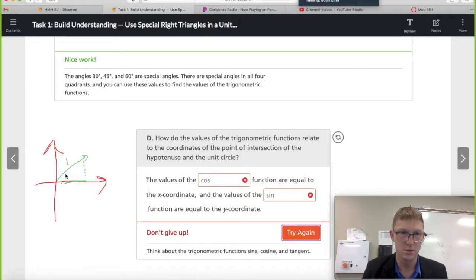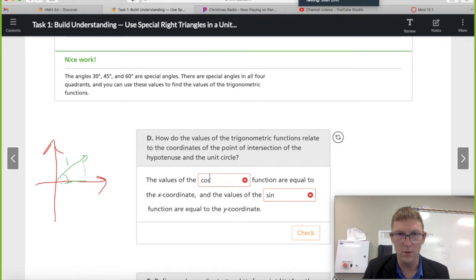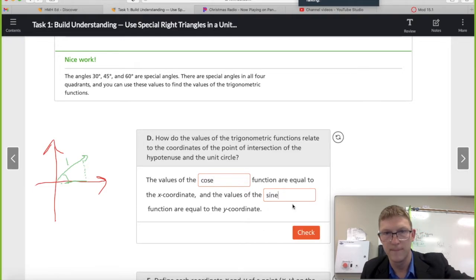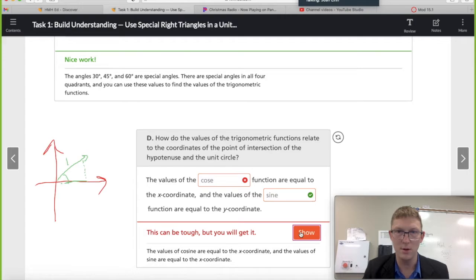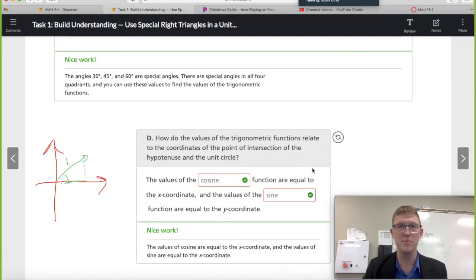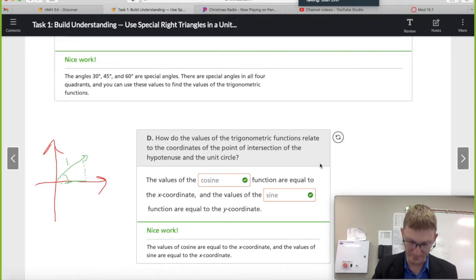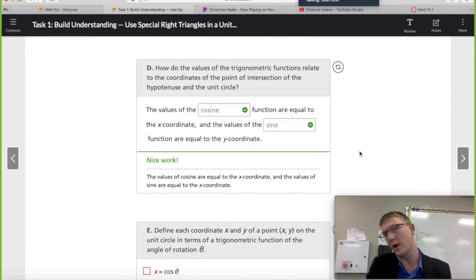What? Cosine. Do they want me to spell it out? Oh, yeah, they do. Whatever. There. Does that make you happier? Oh, I still can't spell cosine. Leave it to me to not be able to spell cosine. Well, okay. It's fine. Can't spell.